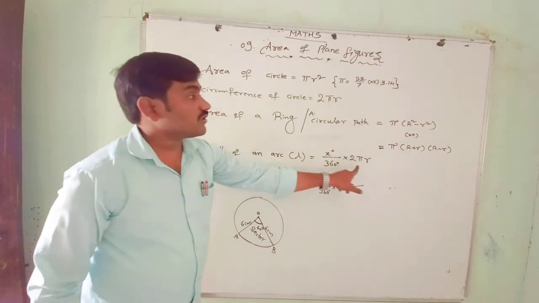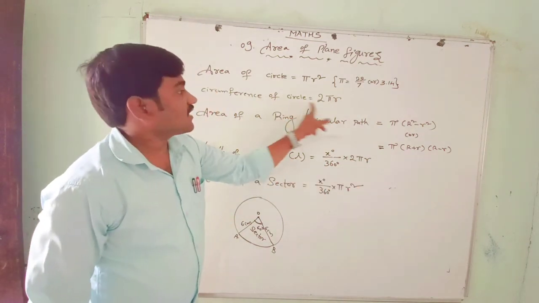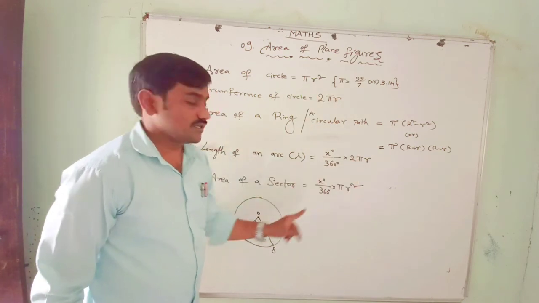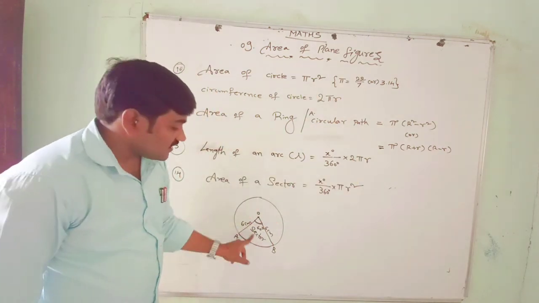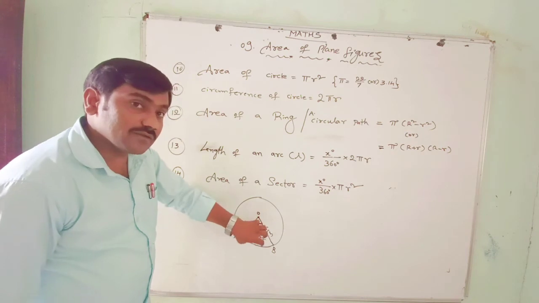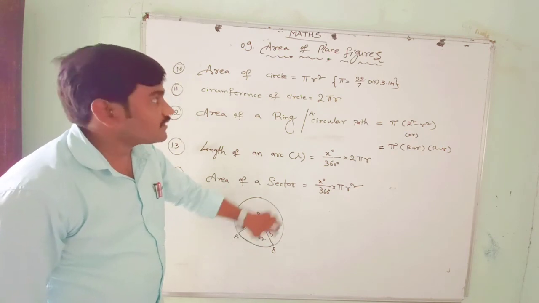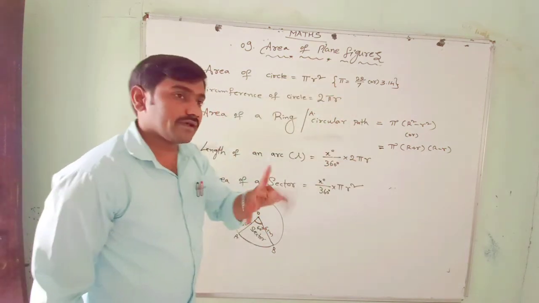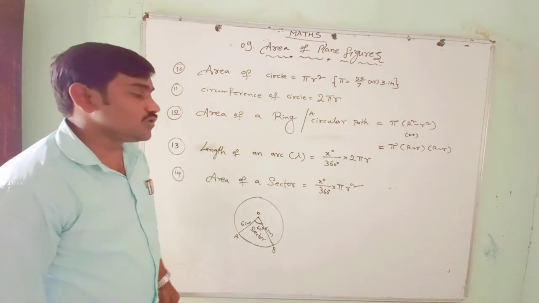The arc is related to the circumference of the circle, that is 2 pi r. We will use it. Now, the area of a sector: the sector is inside of the circle, nothing but related to the area of the circle. So we use pi r square here. Remember, you should not be confused between these two formulas.